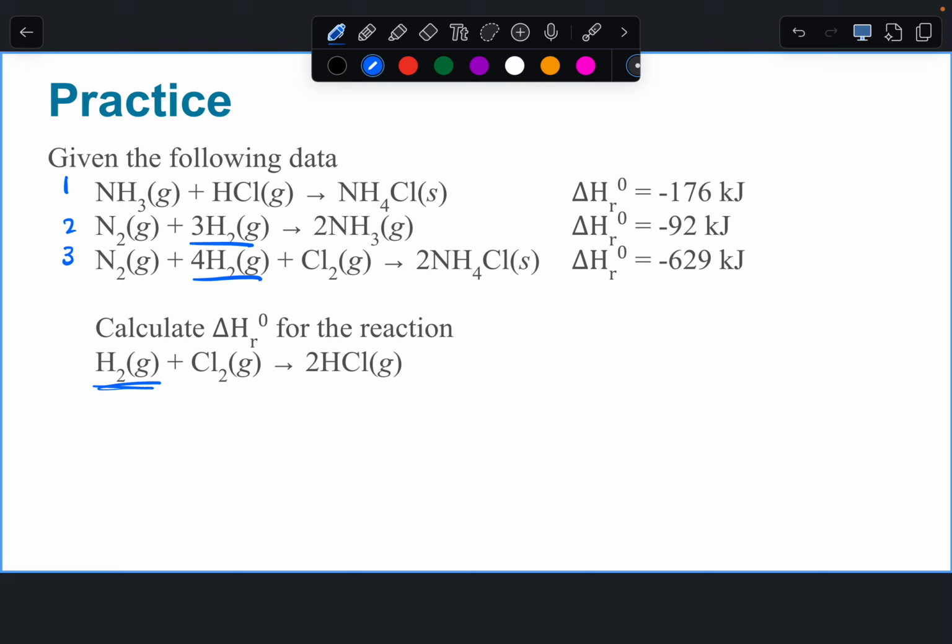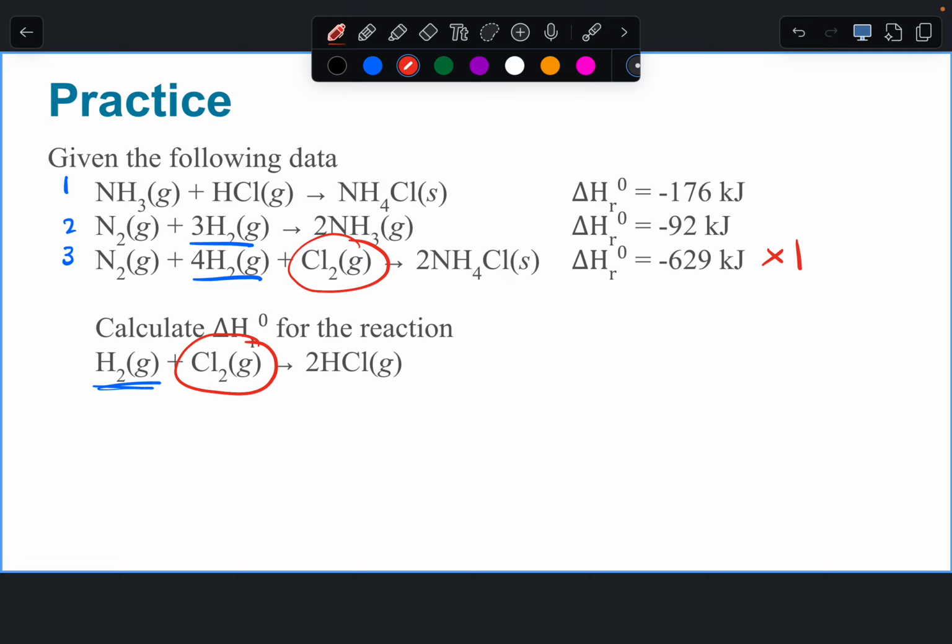Okay, so let's talk through this. Skipping over H2, looking at Cl2. Reaction 3 is the only one that has that, and it's in the right place. There's 1 mole of it on the reactant side. So I'm just going to make a note over here that I'm going to leave it as it is.